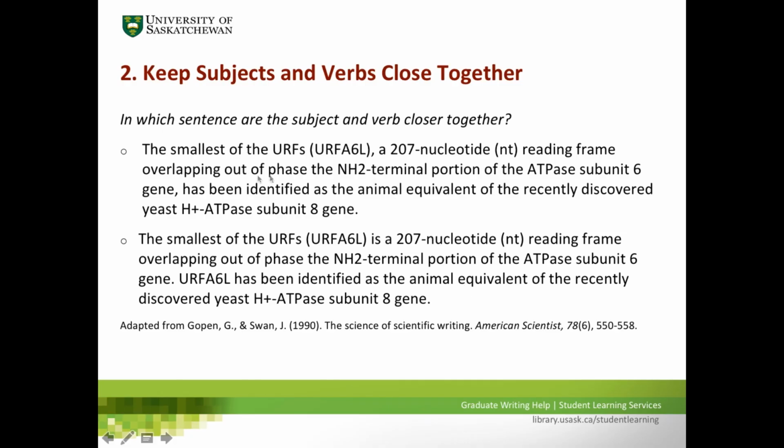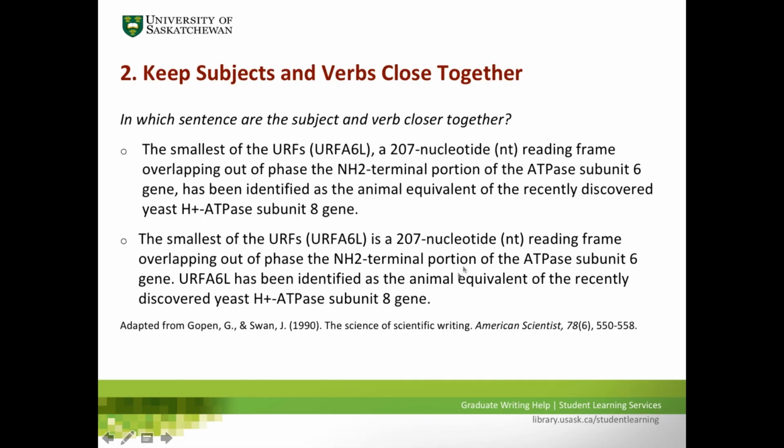And why? Because in the first sentence, the subject and verb are separated by a phrase. Here's the subject, the smallest of the URFs. The verb is here, has been identified, and you have this long phrase in the middle. So by the time the reader gets to the verb, he or she has forgotten what the subject is.